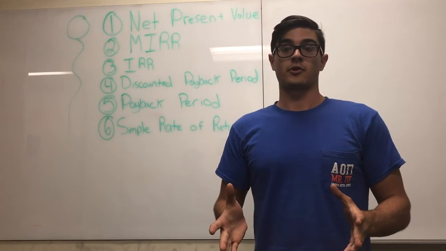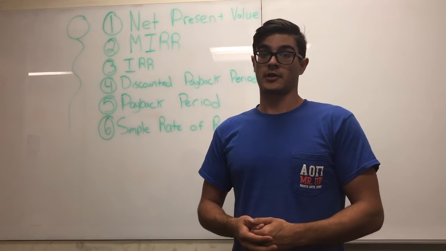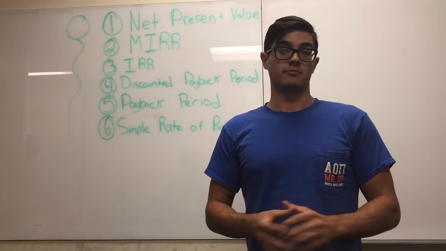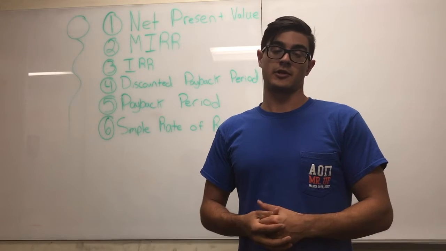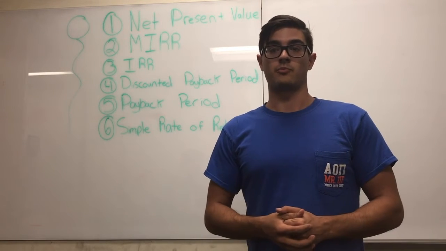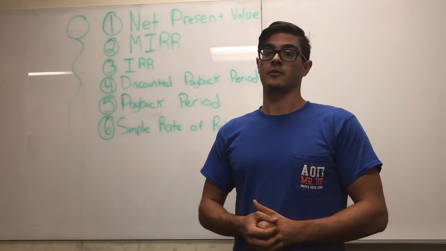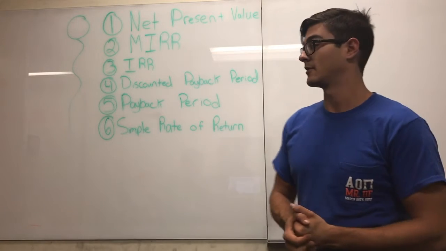Flaws of the simple rate of return are that it does not consider the timing of the cash flows, aka it leaves out the time value of money, which is very inaccurate. Now, it uses an arbitrary benchmark cutoff date as well, which takes away a lot of the reliability of this method.